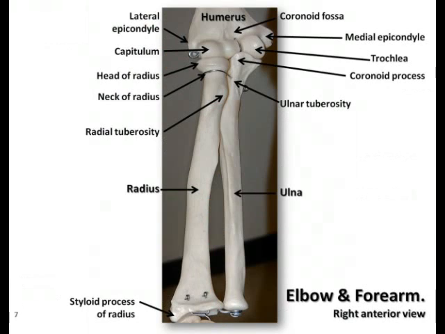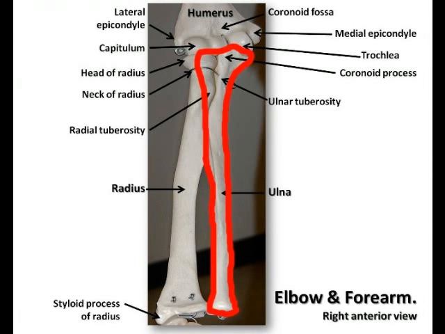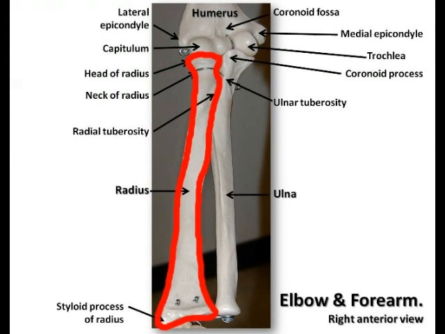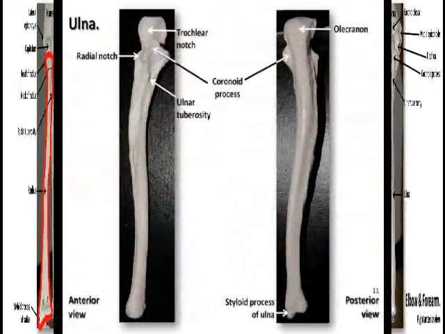The radius is the smaller of the two bones, and it's located on the lateral side or the thumb side of the forearm. When you observe the bones in their side-by-side position, you can see that the ulna is wider at the proximal end at the elbow and narrows towards the distal end at the wrist. The radius is just the opposite. It's narrow at its proximal end and wider at its distal end.